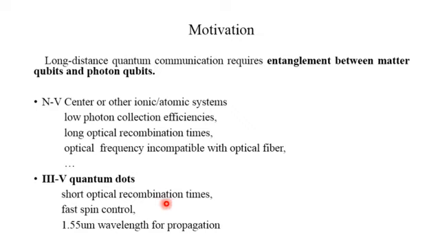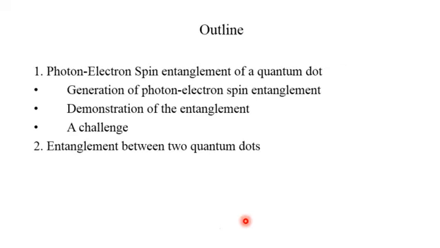They have short optical recombination times, they allow fast spin control, and the wavelength of emitted photons can be transferred to fit commercial optical fibers. A quantum dot is also used for fast spin control, but today I'll just focus on the correlation. I'll explain how the photon-electron entanglement is generated, controlled, and measured. I'll also point out a challenge I realized that has to do with coherence time.